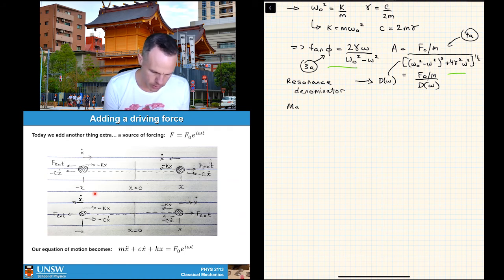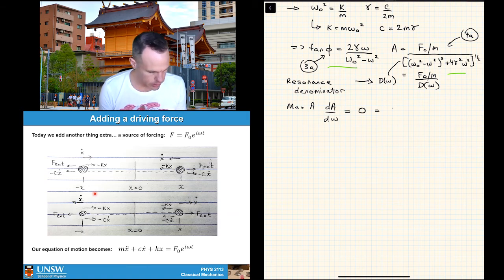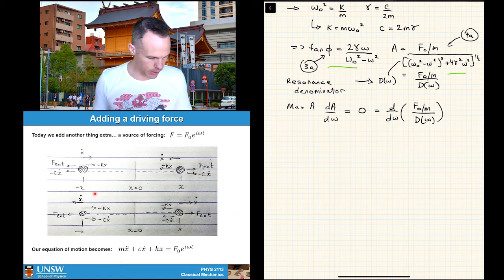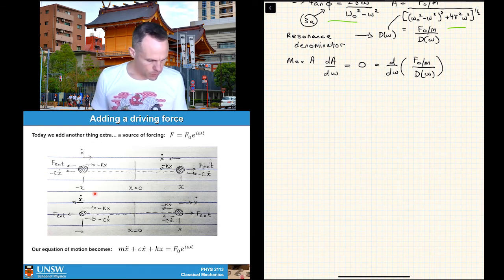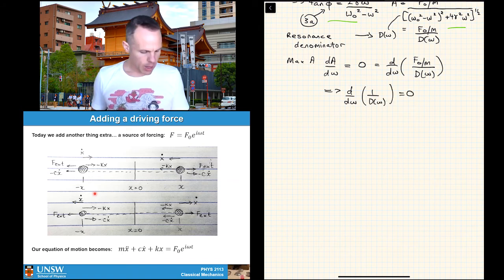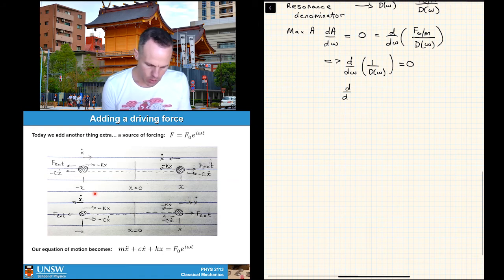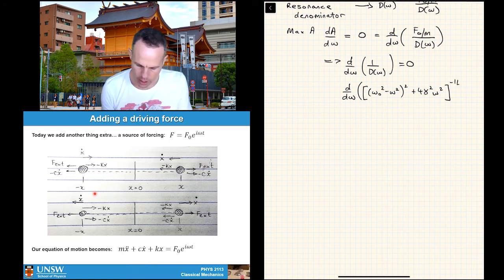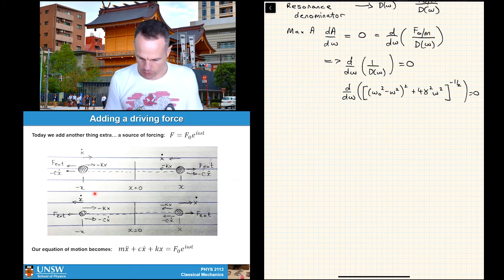So what we're looking for is max amplitude, and so that's going to be dA on d omega equal to 0, and of course this is going to be d on d omega of f naught on m d omega, like this, okay? Now, one thing we can do here is we know that f naught and m don't depend on omega, right? So what we're really looking to do here is make d on d omega of 1 on d omega equal to 0. And what this really means is that we want d on d omega of omega naught squared minus omega squared, plus 4 gamma squared omega squared, to the minus a half to be equal to 0. So we need to get the derivative of this thing in here, okay?